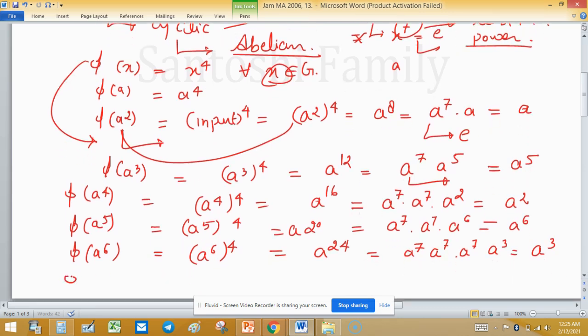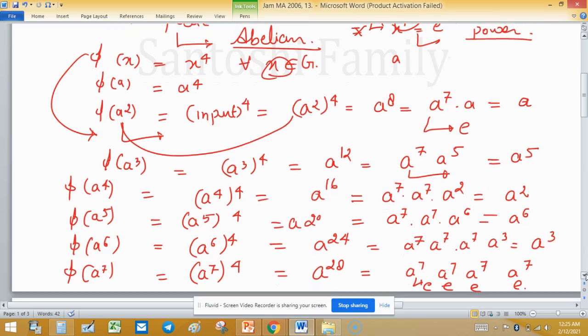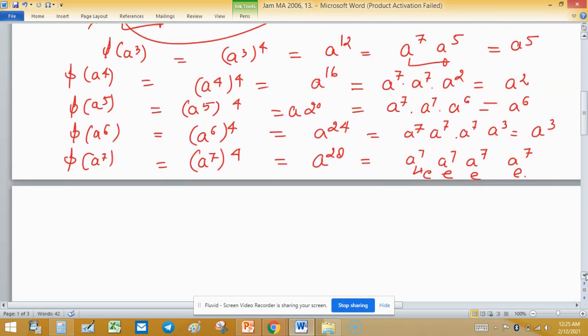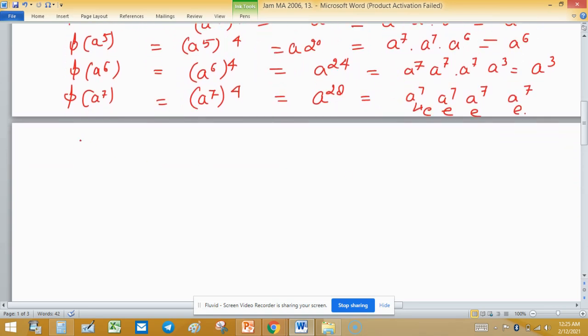And you can check phi of A raised to the power 7. So A raised to the power 7 raised to the power 4 will be A raised to the power 28, and you can write A raised to the power 7, 7, 7 and 7. And this is E, E, E, E. So all elements of degree higher than 6 will repeat here.